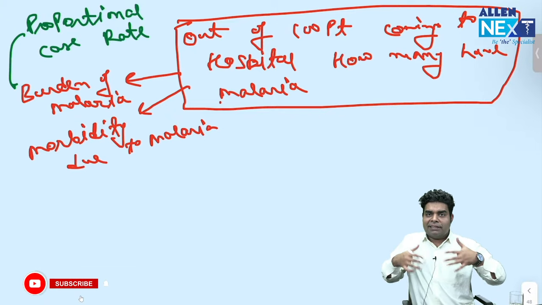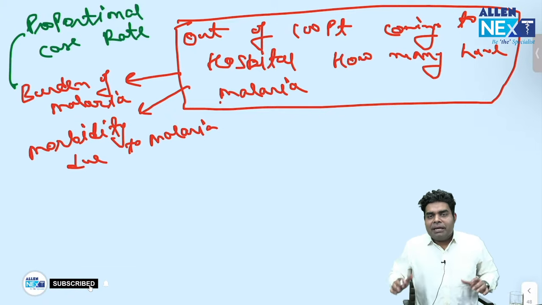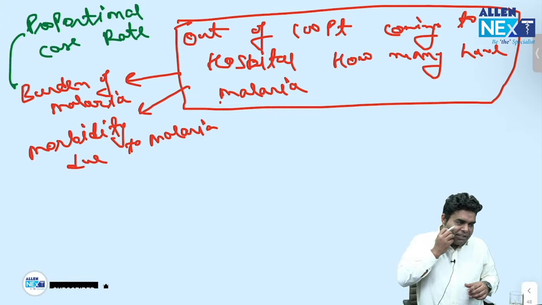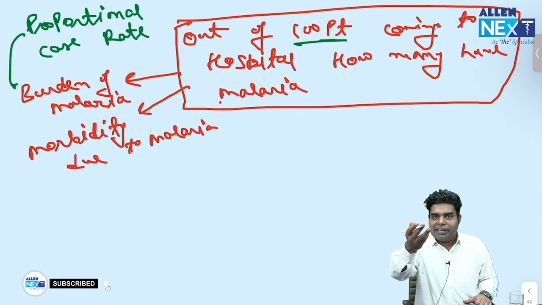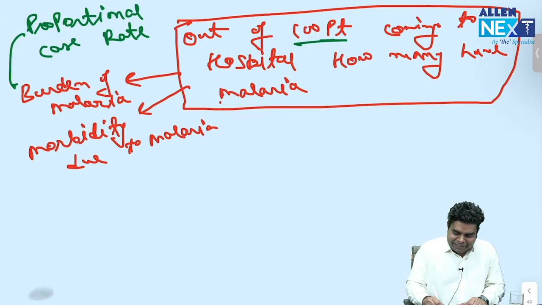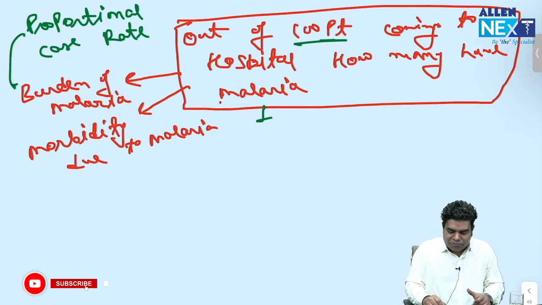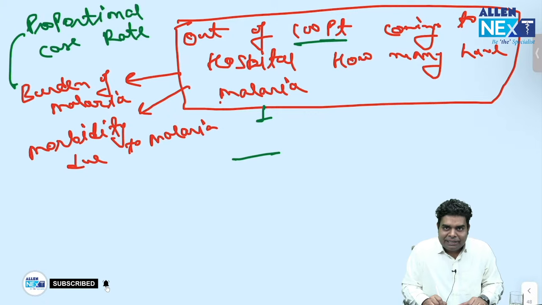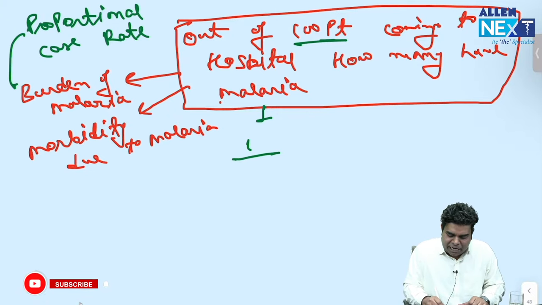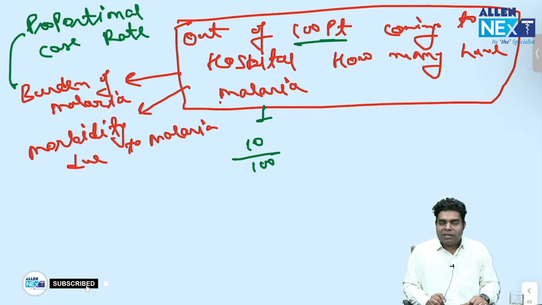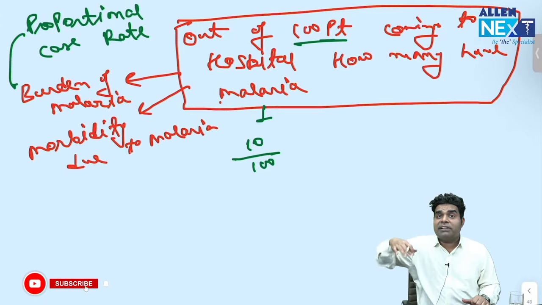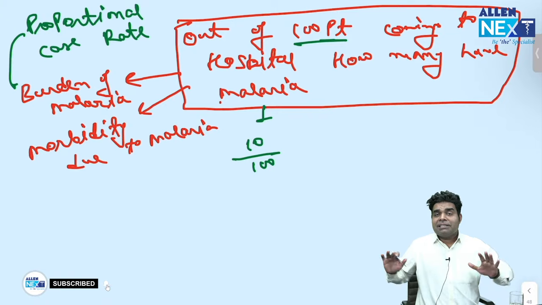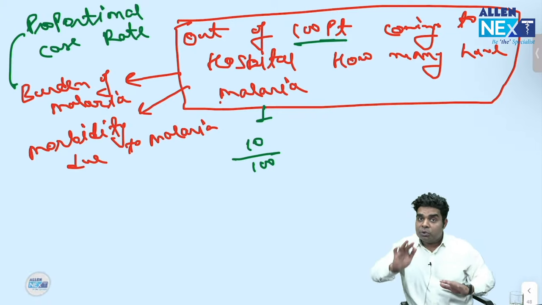Now, after knowing that this is the burden, what do you think, Jimmy Jaipur Jackson? How many people out of 100 coming to hospital will have malaria in your area? Can you tell me? Let's say Jimmy Jaipur said 10 people out of 100 have it. But out of these 10, 9 can have vivax malaria, which causes relapsing fever. That means malaria is an old thing, not a new thing.